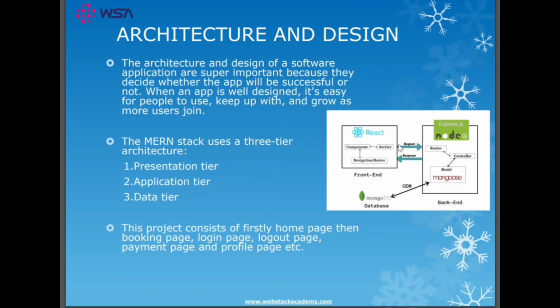Now another one is the application tier. So the application tier is responsible for processing user requests and growing responses. This tier is typically implemented using Express. Now another, that is the data tier. So the data tier is responsible for storing and retrieving data. This tier is typically implemented using MongoDB.